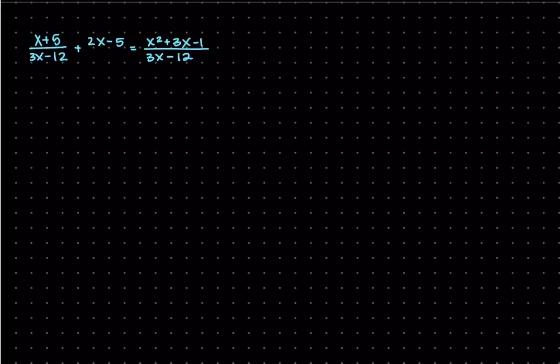So the first thing that we're going to do with this problem is find the least common denominator. Remember, that's our first step. Find our LCD. So this 2x minus 5 is basically over 1. And then we can see that our LCD is just going to be 3x minus 12. Super easy this time. So we're going to multiply our whole equation by 3x minus 12. So I'm just going to go ahead and write out what we get.